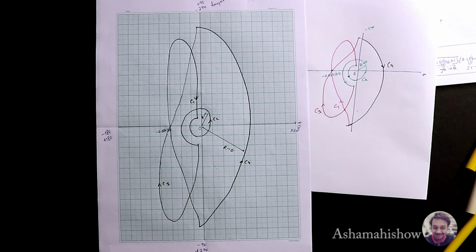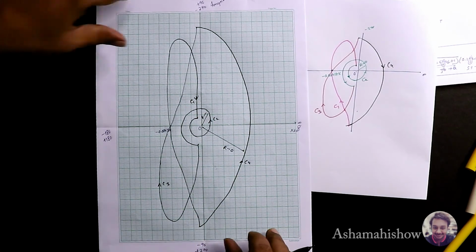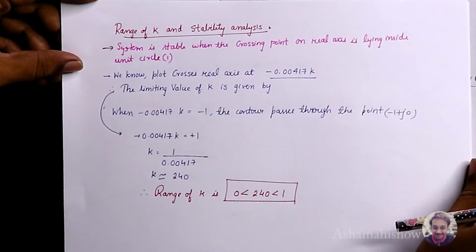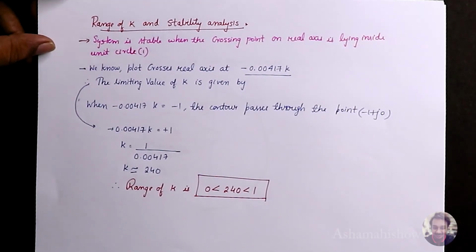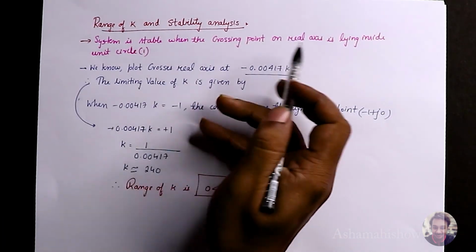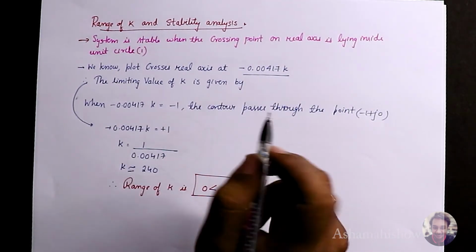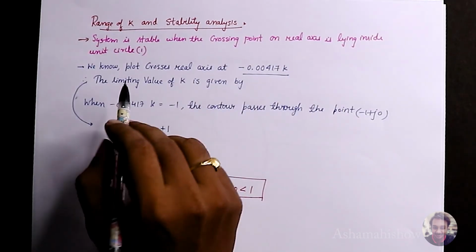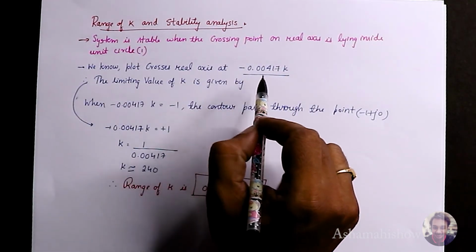Okay, for that we have to find what is the value of k. Okay, I'll tell you now. I'll keep this graph aside. Right, now see this one. I'm just keeping it here itself. Okay, so the range of k and the stability analysis we need to find. The system is stable when the crossing point of the real axis is lying inside the unit circle. So it should be inside the unit circle 1. Okay, so we know the plot crosses the real axis at minus 0.00417k as we have already told here.